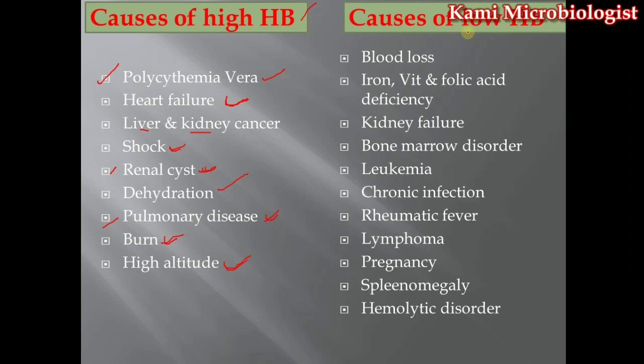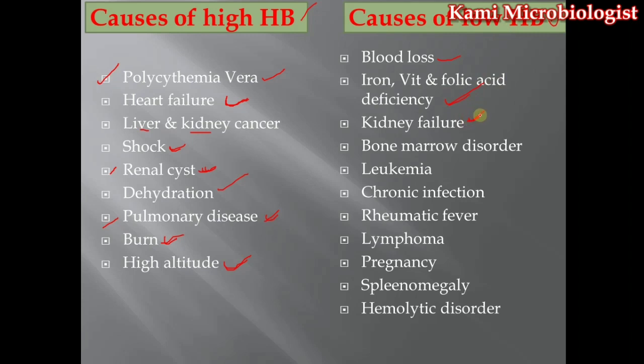Then there are some reasons due to which the hemoglobin concentration becomes low. So how do we know that the hemoglobin concentration is low in the body? When blood is lost, the hemoglobin concentration is low. We have iron, vitamin B12, and folic acid. These three things are necessary for RBC production. If they are not present, RBC will not be produced, due to which the hemoglobin concentration becomes low.